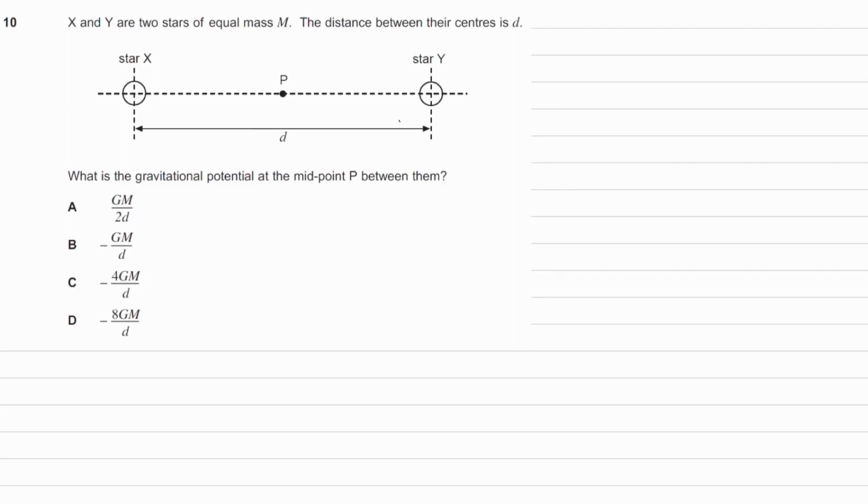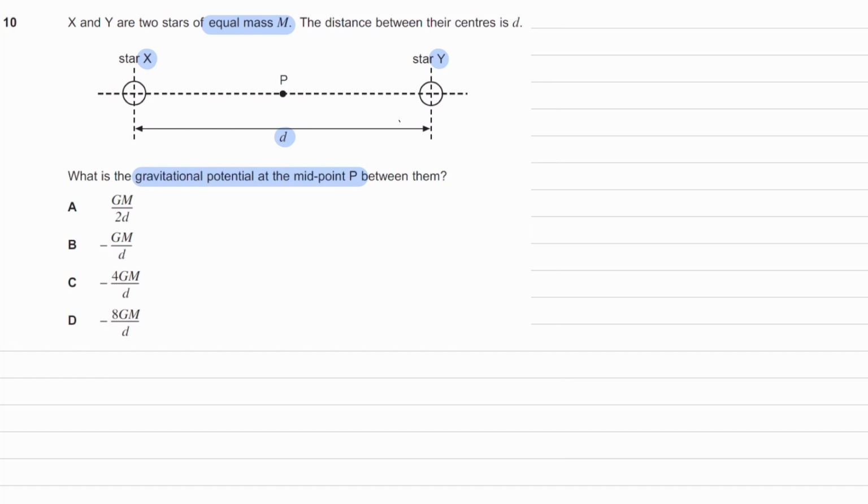X and Y are two stars of equal mass. The distance between their centers is d. So we're given that on the diagram. Here's star X, here's star Y, and they both have the same mass. We're trying to work out the gravitational potential at the midpoint between them, so at point P.